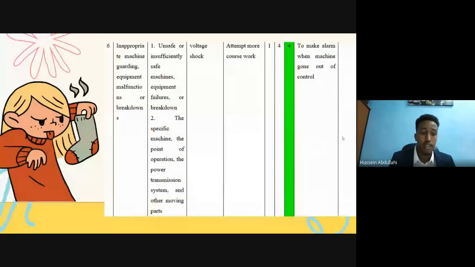Number 6 is inappropriate machine guarding, equipment malfunction or breakdown. An unsafe or inefficient safeguard of machine equipment can lead to breakdown. For the recommendation, attend more coursework, and for the risk control, make an alarm for when the machine gets out of control.